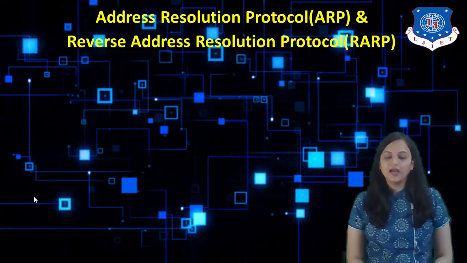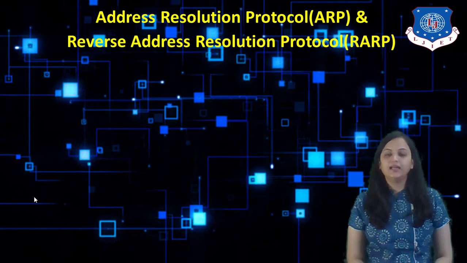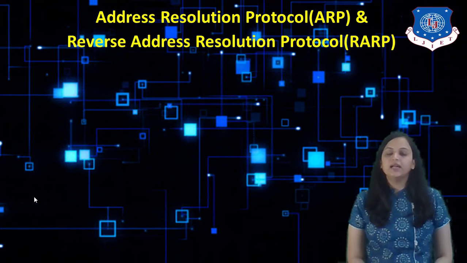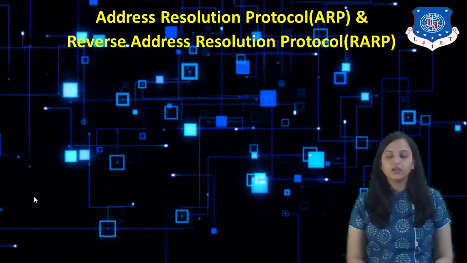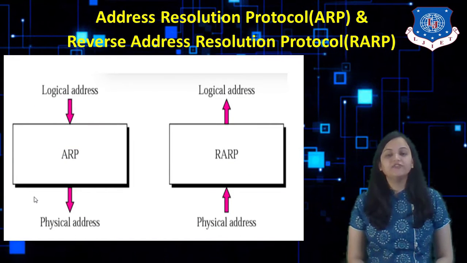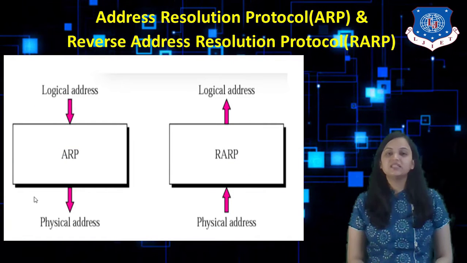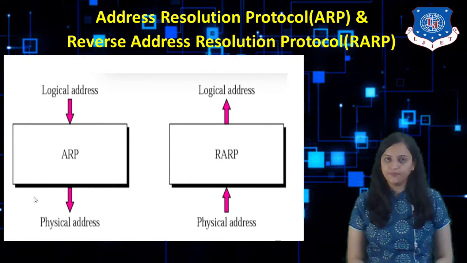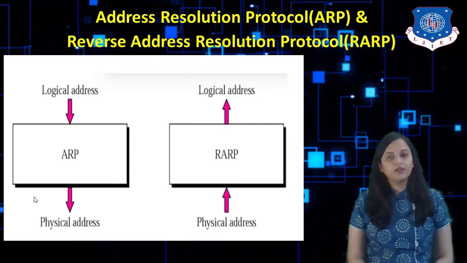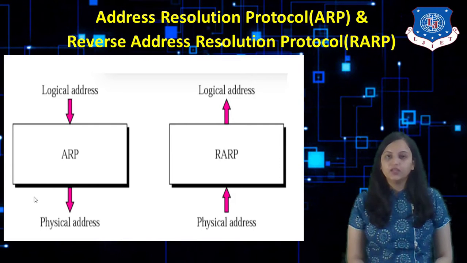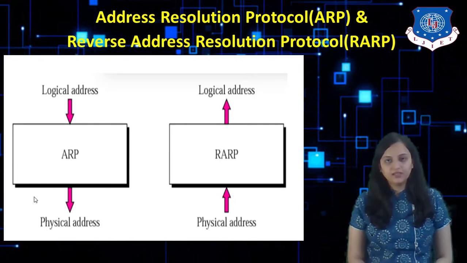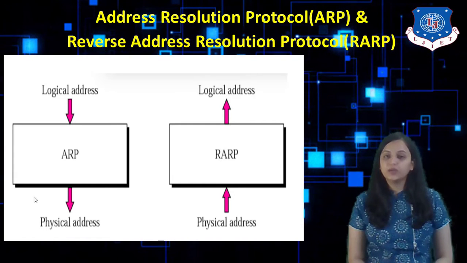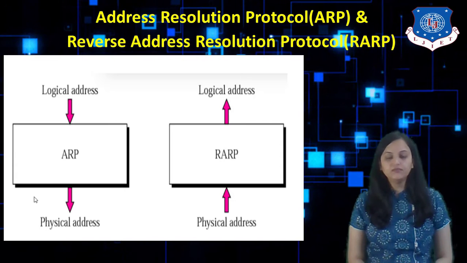ARP stands for Address Resolution Protocol and RARP stands for Reverse Address Resolution Protocol. Let us see the difference between these two. Now, we know that every device in the network has basically two types of addresses. The first one is the physical address, which we can call the MAC address, and the second one is the logical address, that means we can say the IP address.